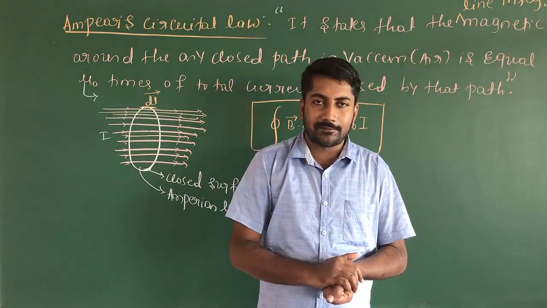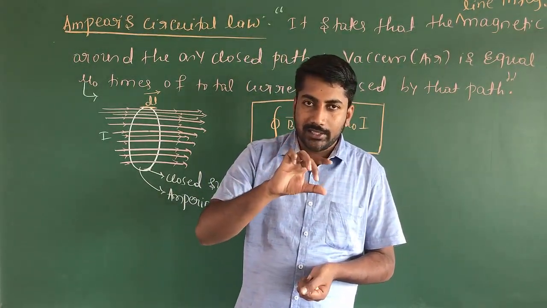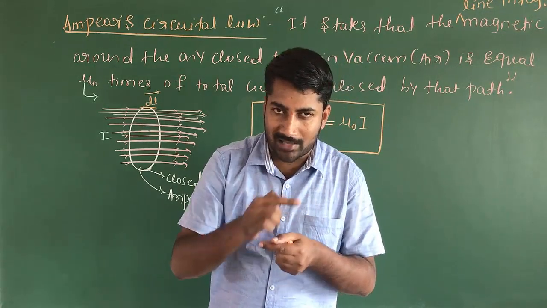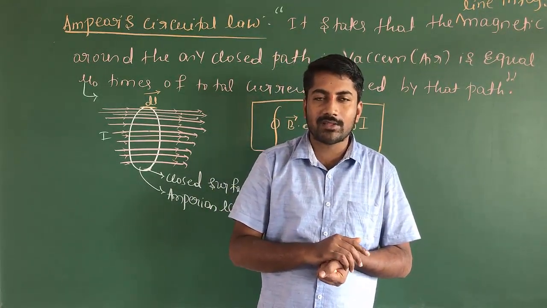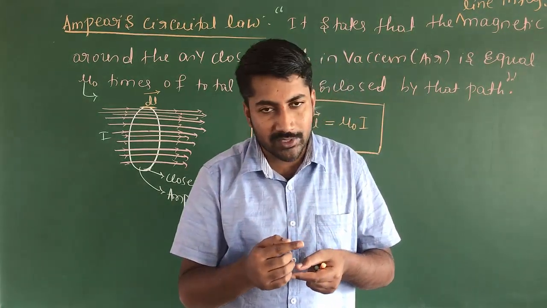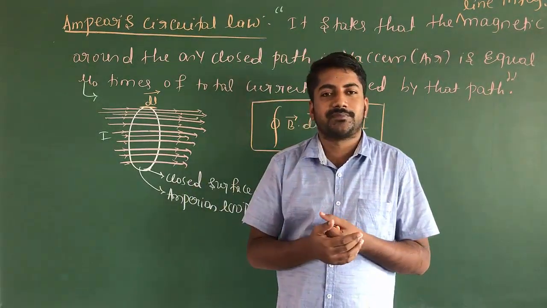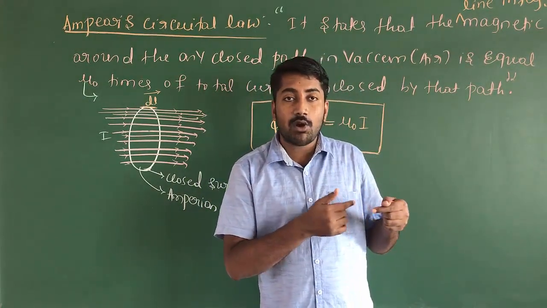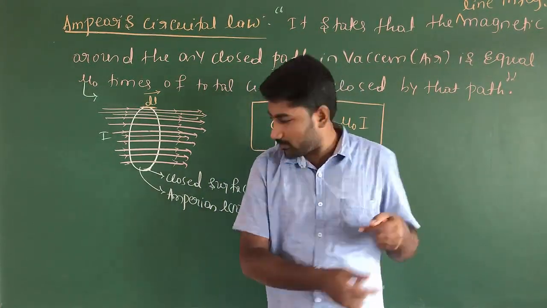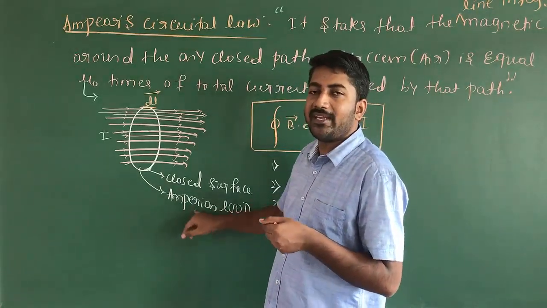And here, it is applicable for a closed path. The current is moving, or the magnetic field is produced around the closed path. The magnetic field is produced around the closed path. Then it is called the Amperian loop or Amperian surface.